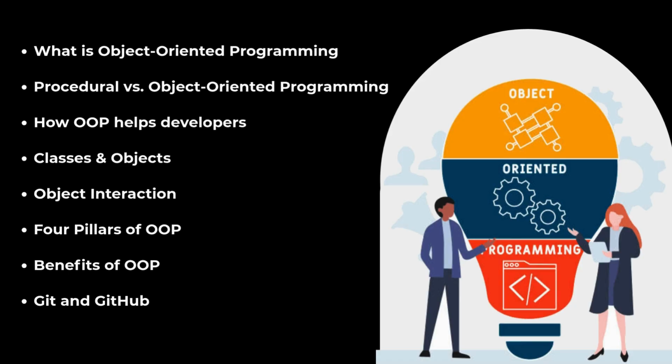We will also talk about classes and objects and how these objects interact with each other. Then, we'll explain the four main pillars of OOP and the benefits of using this methodology. And finally, we will introduce Git and GitHub, essential tools for version control and teamwork in software development. By the end, you will understand how OOP helps organize code, improve collaboration, and build scalable applications.